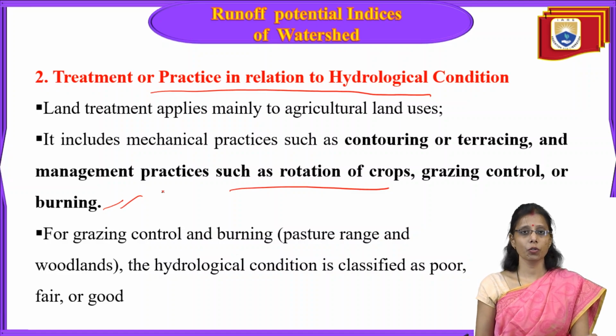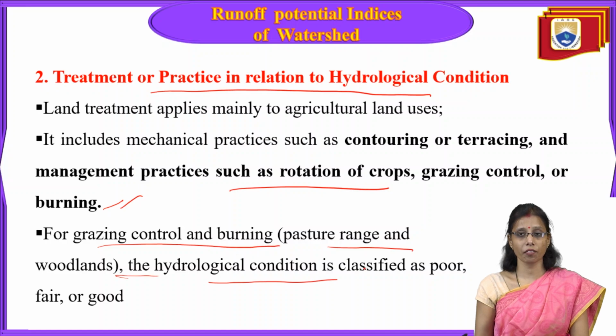Burning of the forest means slash and burn activities for agricultural practices, which are carried out by human beings, and grazing control is to be done in this kind of activity. For grazing control and burning of pasture, range and woodlands, the hydrological condition is classified as poor, fair or good. So when you talk about grazing control and burning, the hydrological conditions are classified as either poor, fair or good.